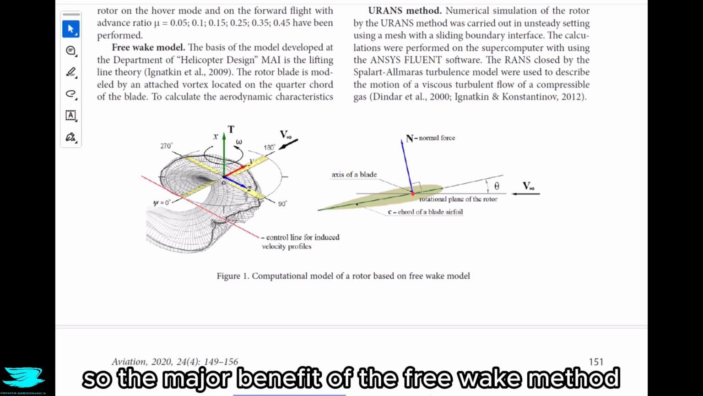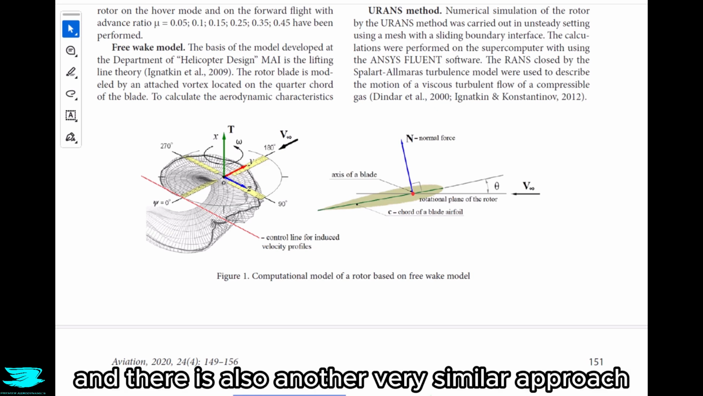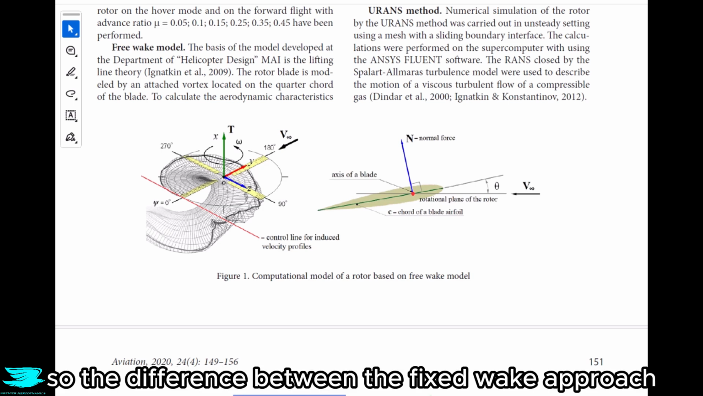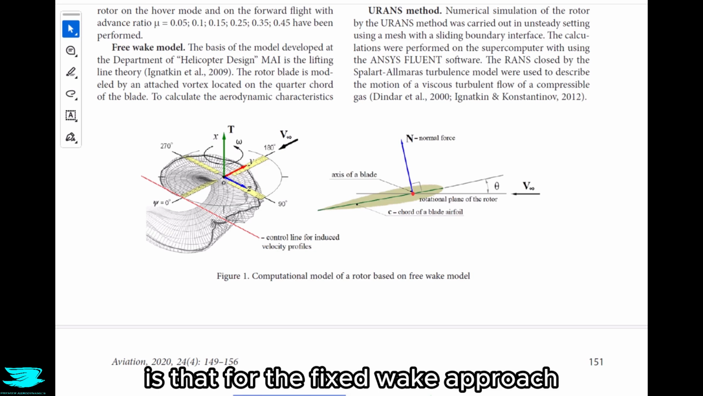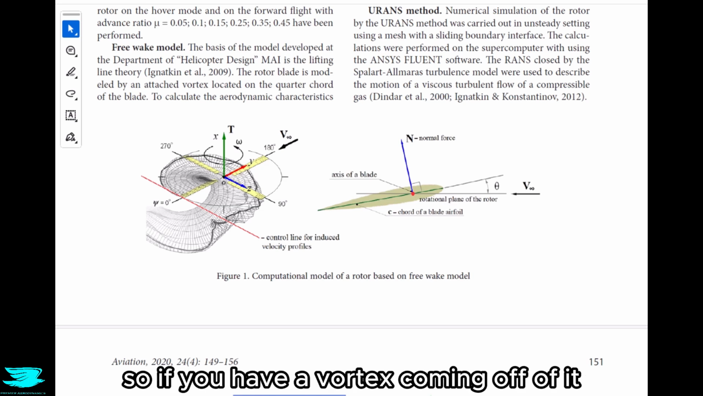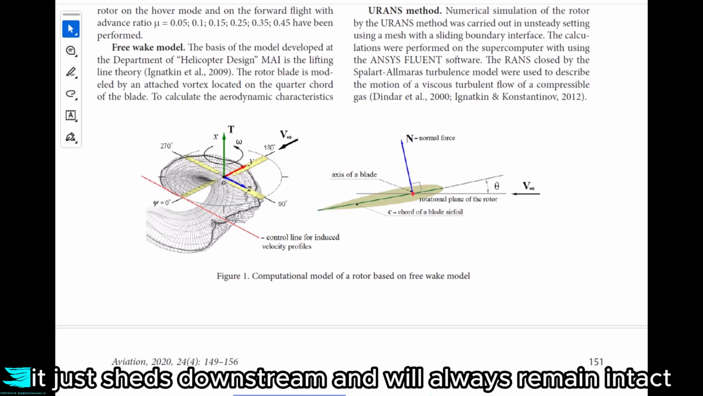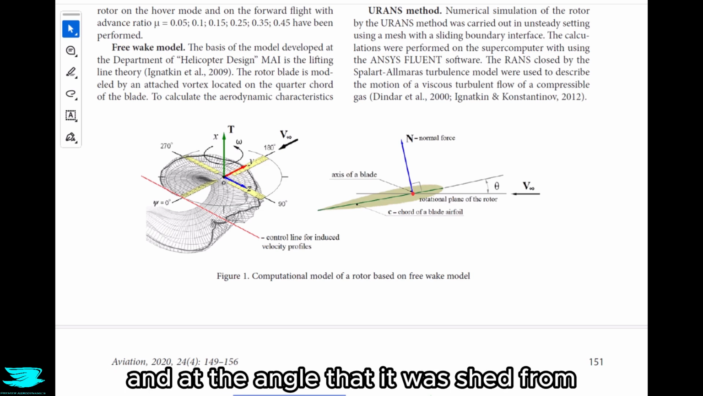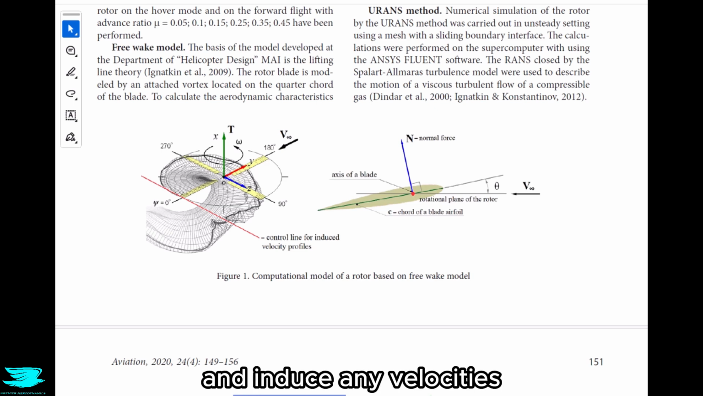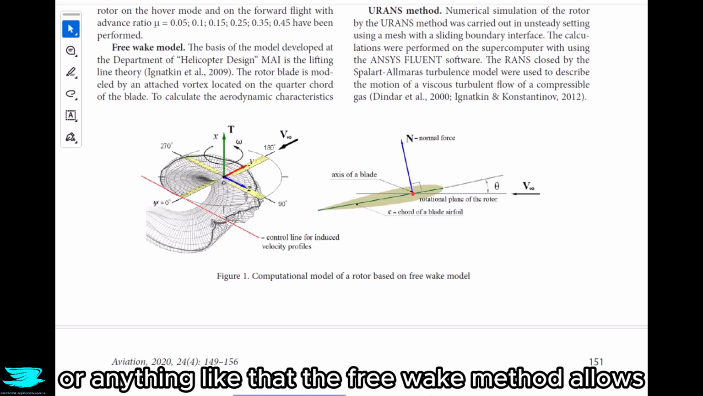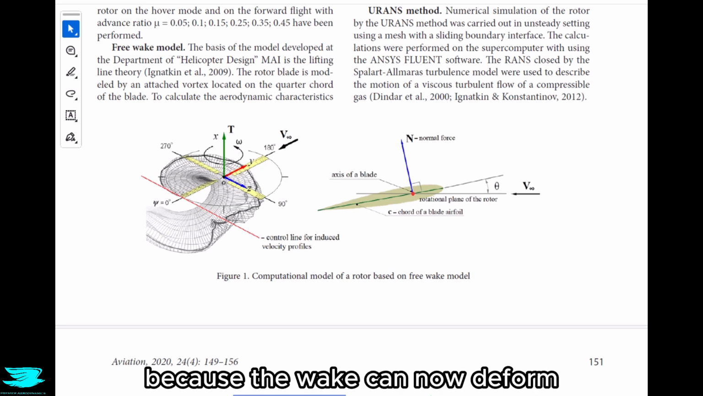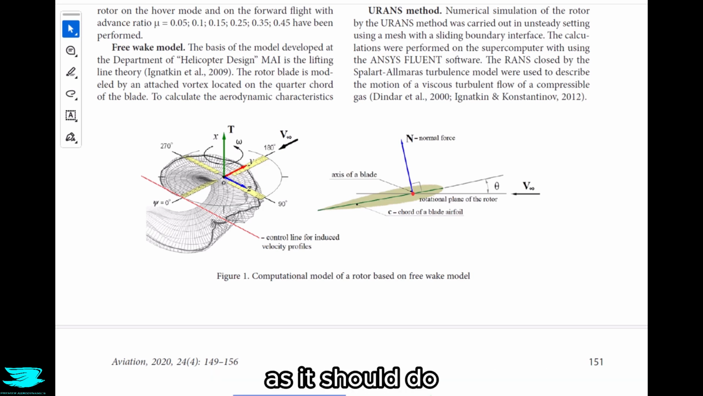So the major benefit of the free wake method is that it is very quick, and there is also another very similar approach, and that is called the fixed wake method. So the difference between the fixed wake approach and the free wake approach is that for the fixed wake approach, as you might expect, the wake coming off the blades doesn't evolve over time. So if you have a vortex coming off of it, it just sheds downstream and will always remain intact and at the angle that it was shed from. The different parts of the wake won't interact with each other and induce any velocities or anything like that. The free wake method allows the wakes of each blade to interact with each other, and that will typically yield more accurate results because the wake can now deform as it should do.